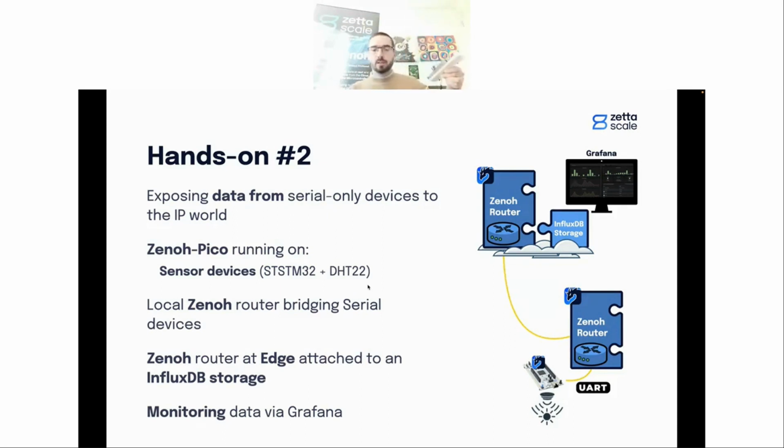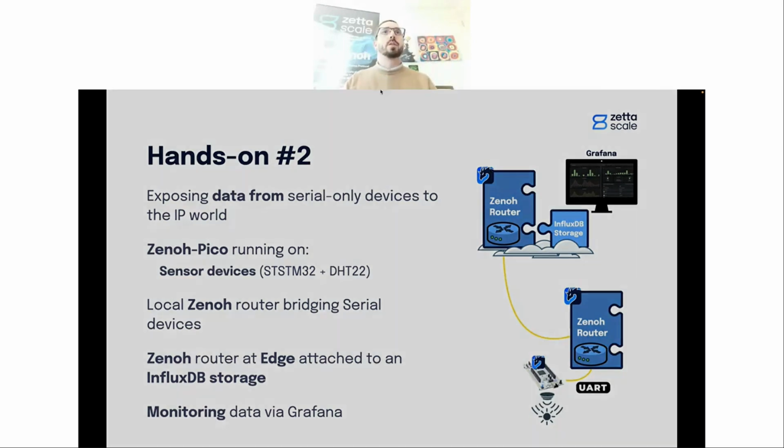So the device is going to publish the sensed information to a local Zenoh router, which is running on my laptop via serial. And in turn, sorry, I'm trying to connect. It is going to send this information to this Zenoh router that is integrated with InfluxDB. And then we are going to monitor the values with Grafana. So just waiting. Okay.